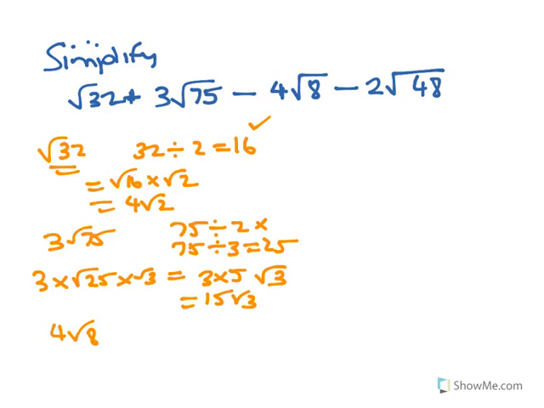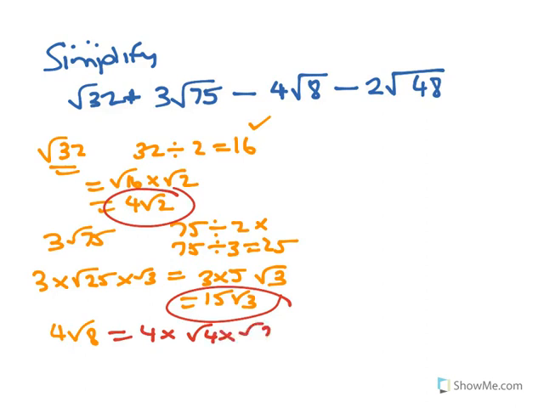Okay, 4 root 8, so I've got that one and that one. 4 root 8 is 4 times root 4 times root 2, because 4 2s are 8, times 2, because root 4 is 2. 4 times 2 is 8, so that's 8 root 2.